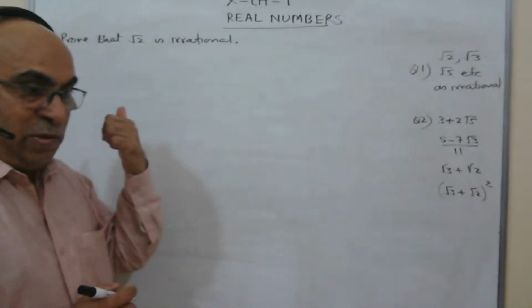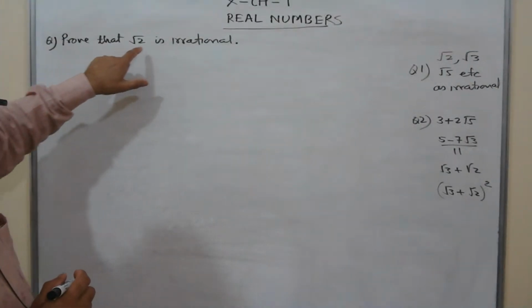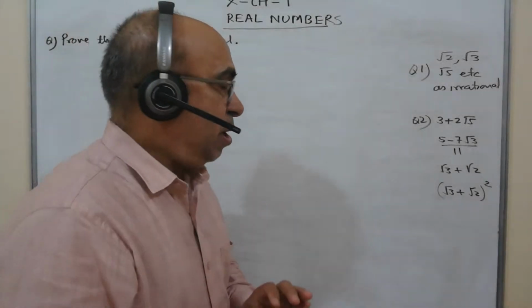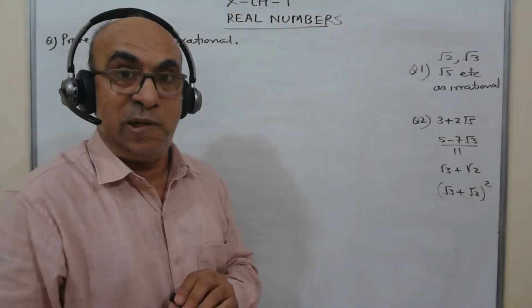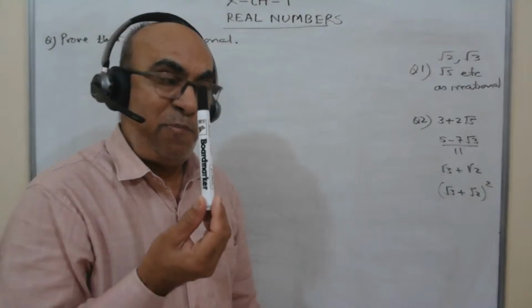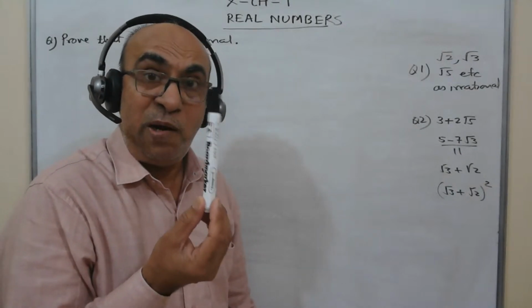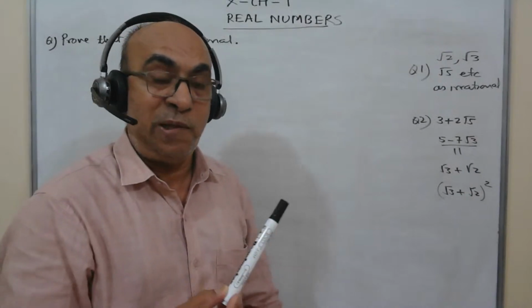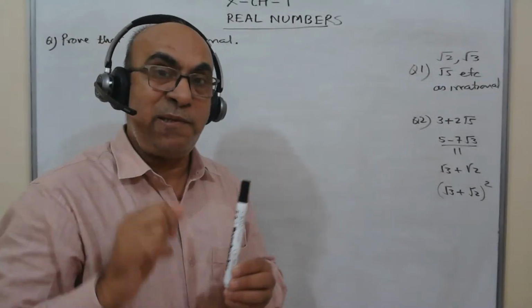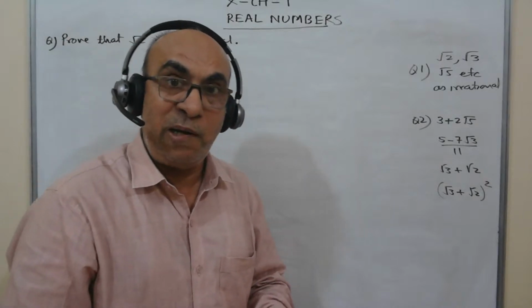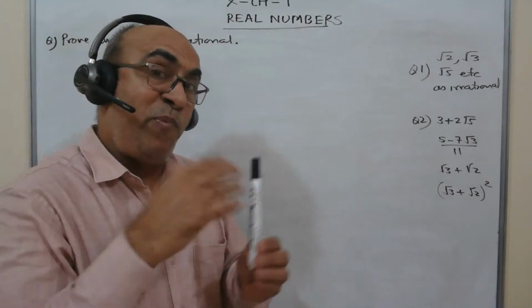So today I am going to prove that square root 2 is irrational. And we will use the contradiction method. Contradiction method means, suppose it is a board marker, and if you want to prove that it is a board marker, how can we use the contradiction method? Markers are of two types, one is board marker, one is permanent marker. So we will suppose the opposite of that.